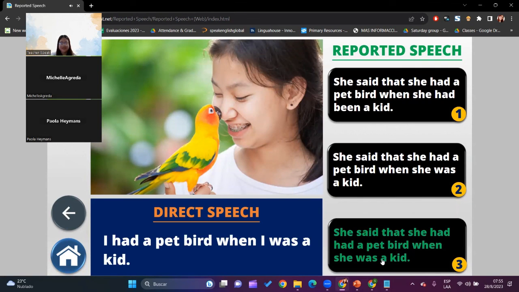It says she was a kid. I'm not sure if the correct form is she had been a kid. No, we can say was a kid instead of she had been a kid. Yes, that would be okay. Because of the use of the grammatical tense, that would be like an exception, when she was a kid instead of she had been a kid.